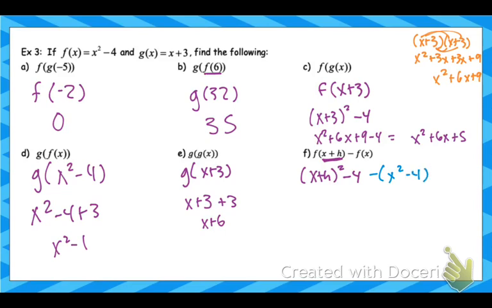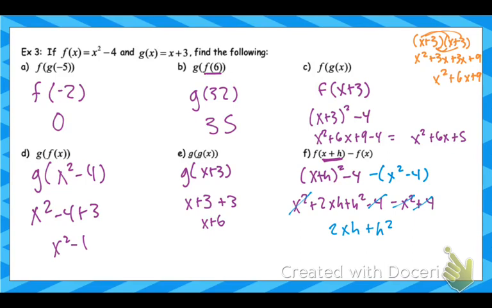X plus h times x plus h, if I FOIL it out, x squared plus 2xh plus h squared. Distribute that negative. And then from here, we'll see a couple things that cancel out. Plus 4 and minus 4, x squared and negative x squared, and I'm left with 2xh plus h squared.